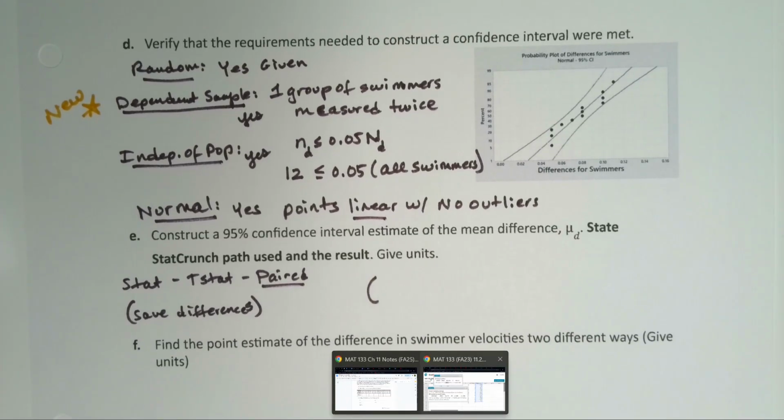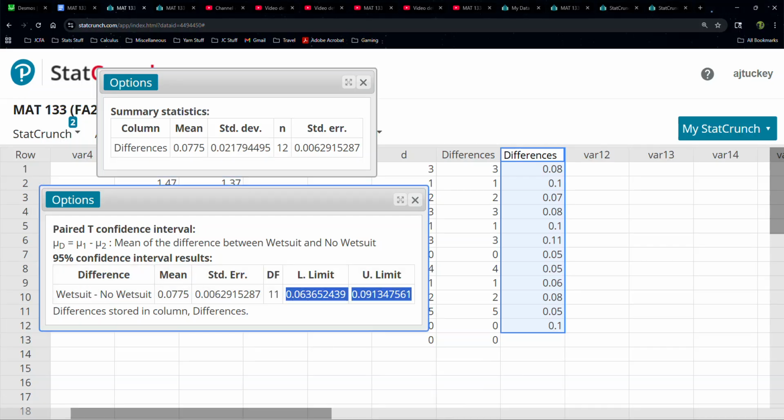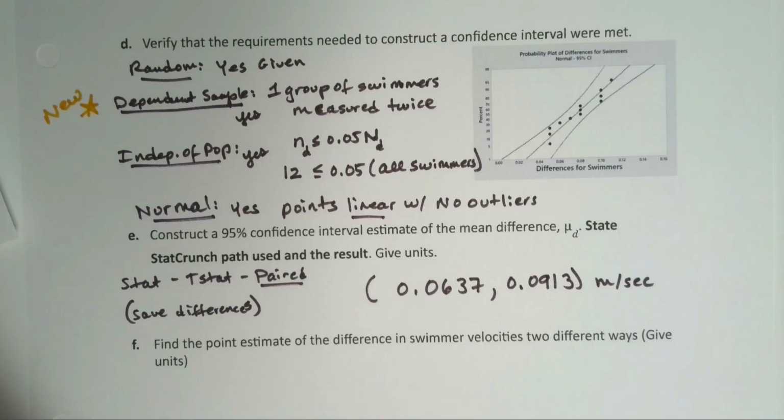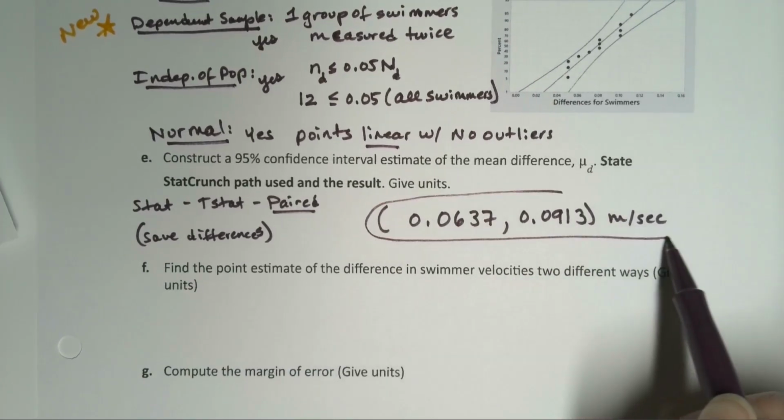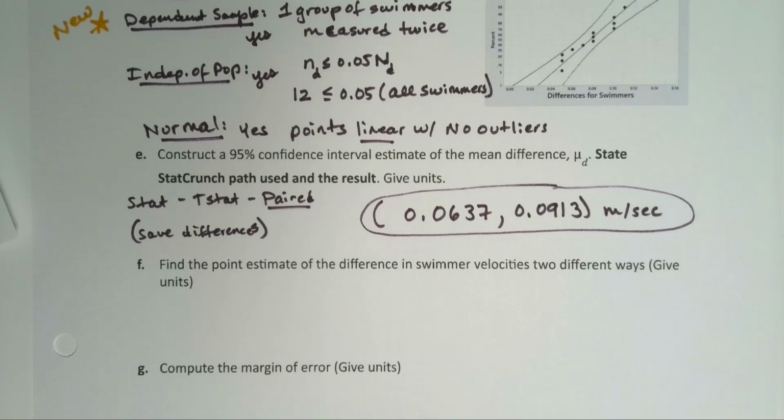So let's go get the values for it. It was right here with the lower and the upper. So it's 0.0637 and 0.0913. And that's meters per second, right? They're going that much faster, because it's talking about their maximum speeds that they achieved in the regular swimsuit versus these fast swimsuits.